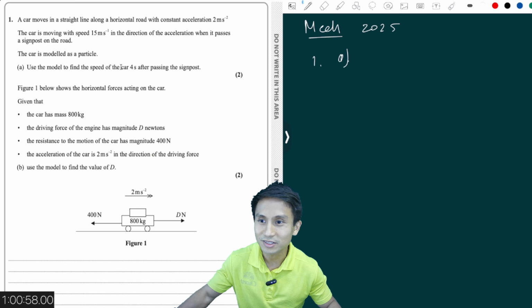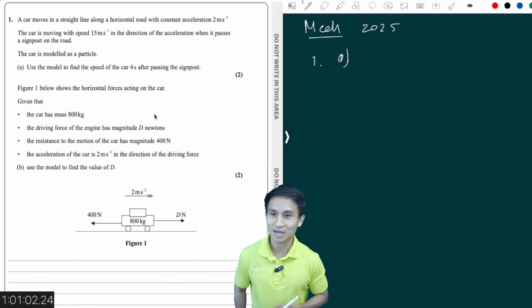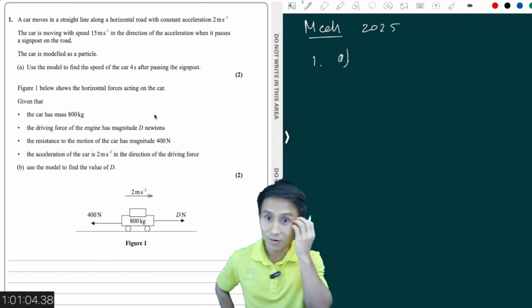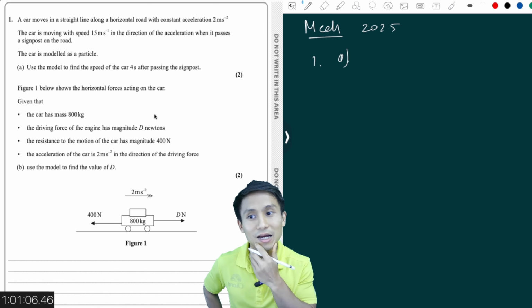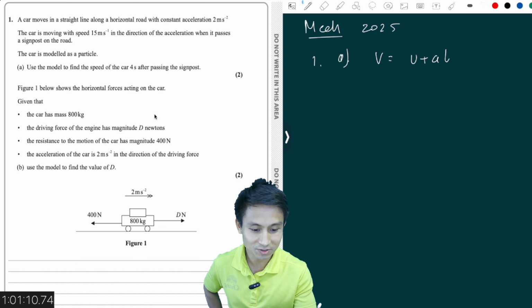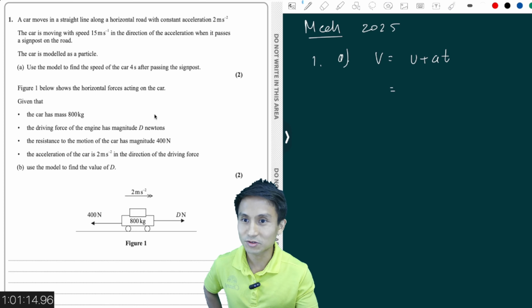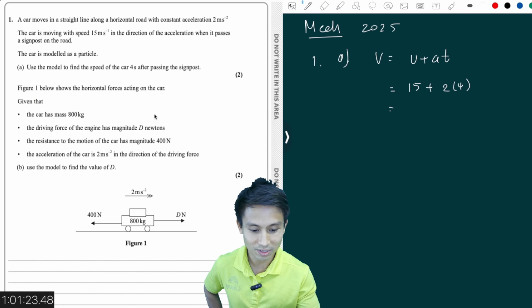Yeah, guys? Okay. Use the model to find the speed of the car 4 seconds after passing the signpost. Well, V equals U plus AT. So V at 4, right? U is 15 when it passes the signpost, plus acceleration is 2 and T is 4. Basically that. So 23 there, meters per second.